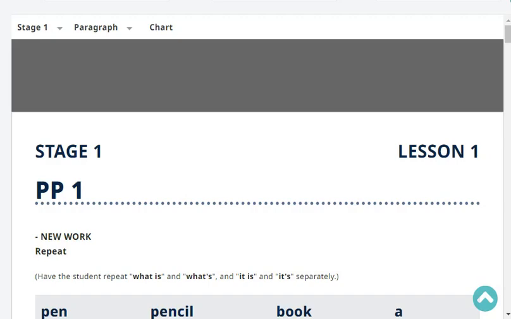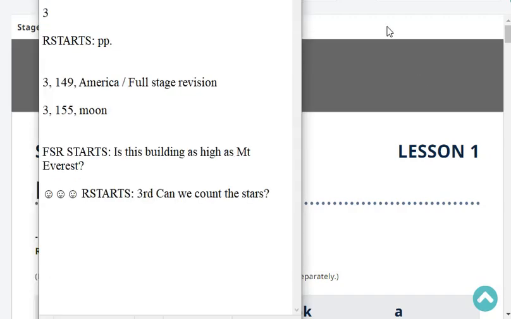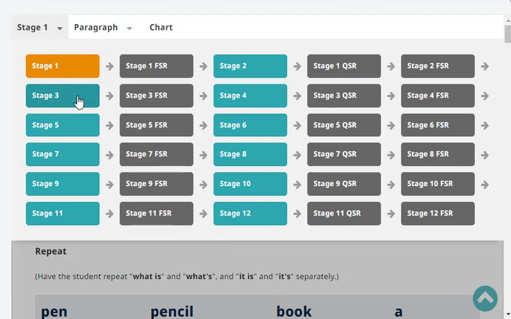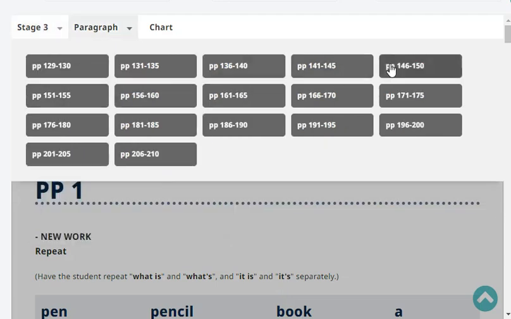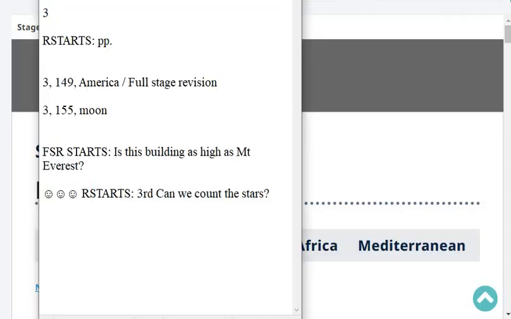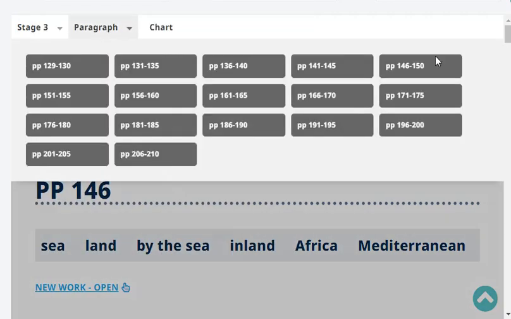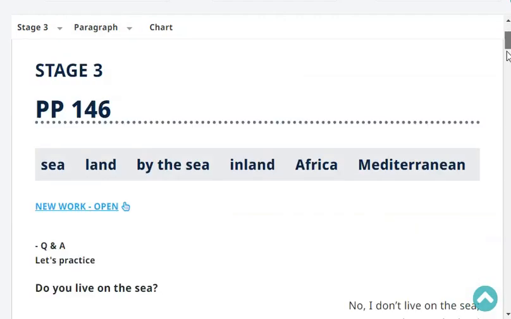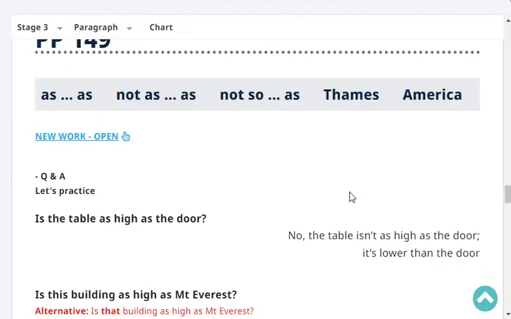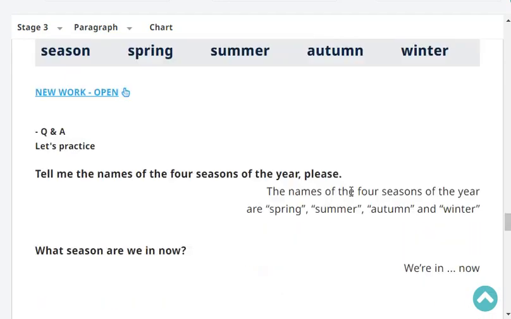Okay, so we ended up at stage 3, paragraph page 149. And our last headword was America. Full stage revision. Okay, let's pick up from where we ended. Let me scroll down. America. Here we go. So let's start.